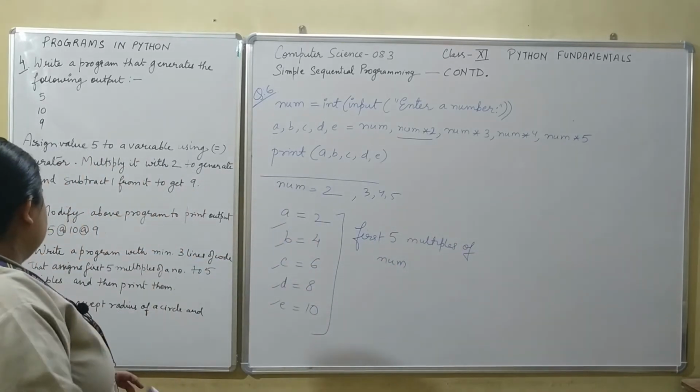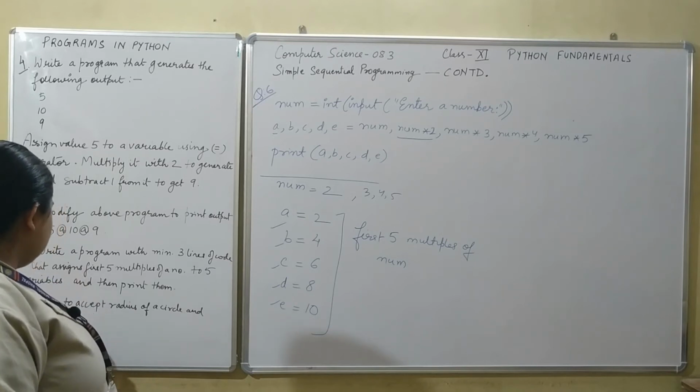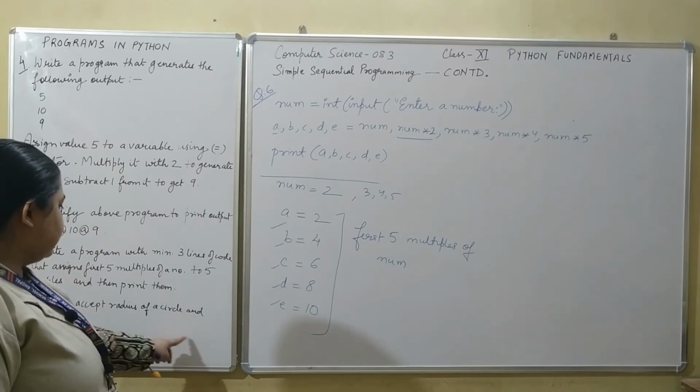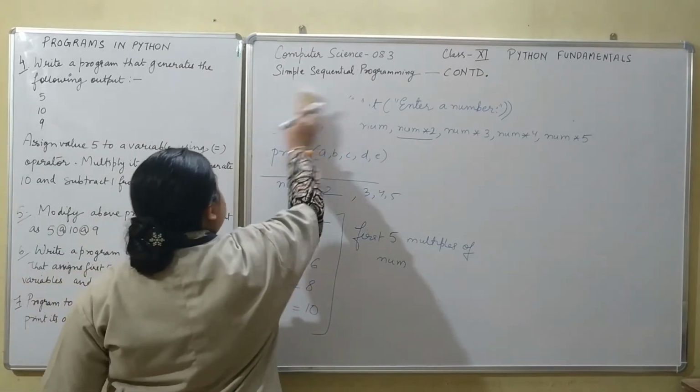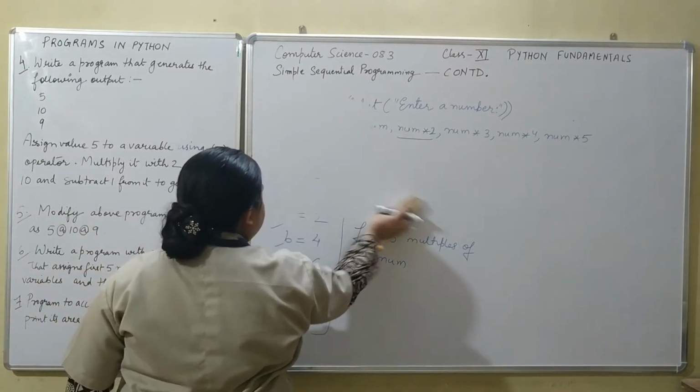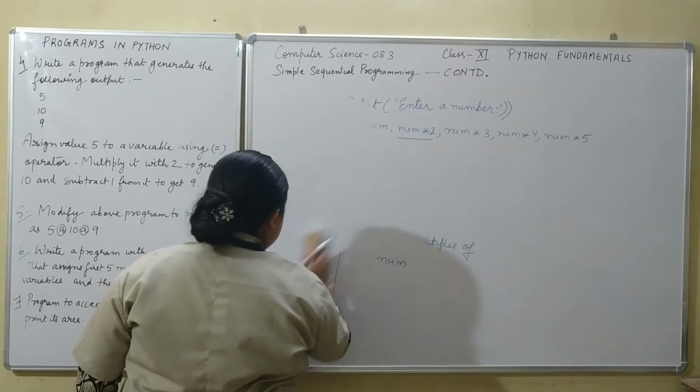Okay. Now let's come to the next question, the last one. Program to accept radius of a circle and print its area. So let's do this question and then we will see the programs practically.